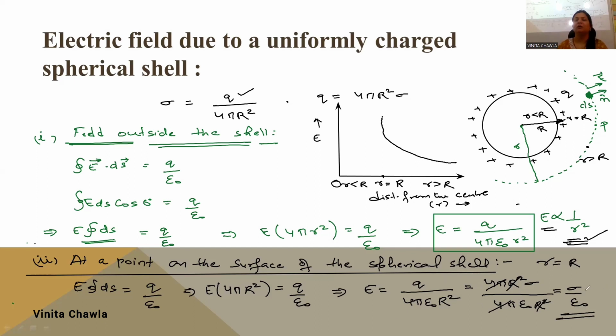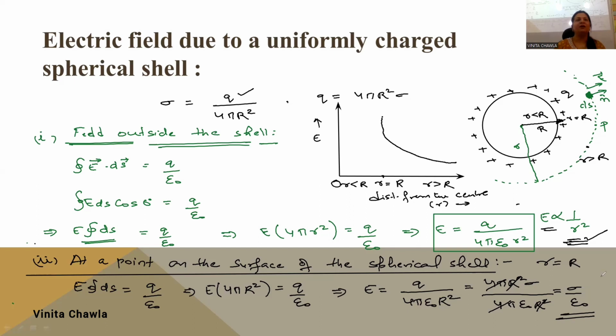Now you can see that on the surface this electric field intensity does not depend on R. It is sigma upon epsilon naught. Epsilon naught is a constant. Sigma for this particular case is a constant. Okay.